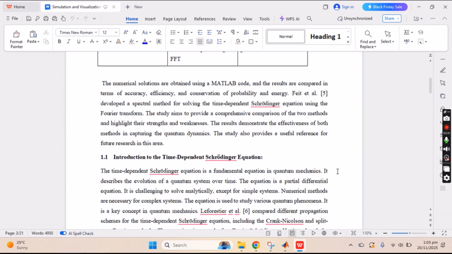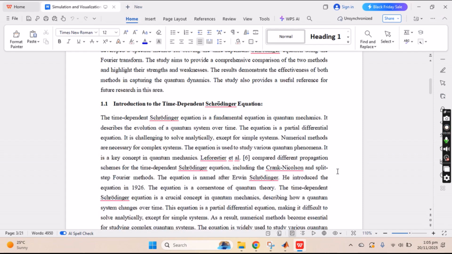Introduction of the time-dependent Schrödinger equation. The Schrödinger equation describes the evolution of a quantum system over time, and this equation is a partial differential equation which we can solve analytically only for simple systems. So numerical methods are necessary for complex systems.